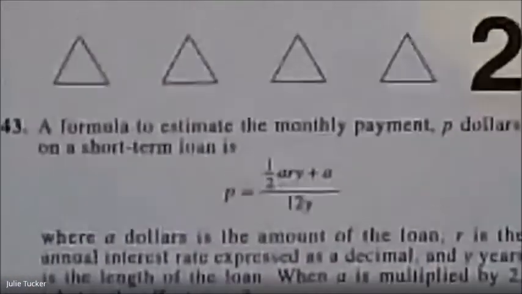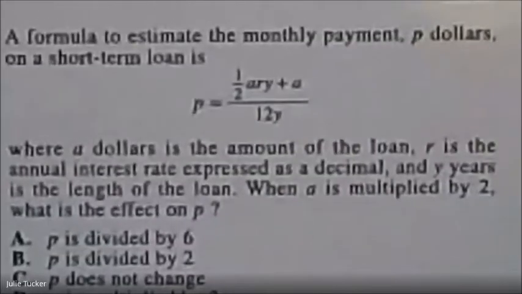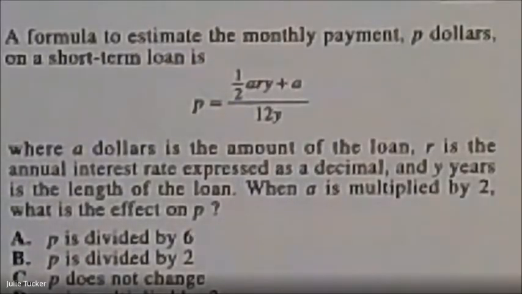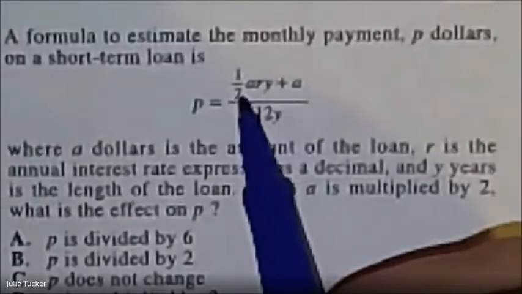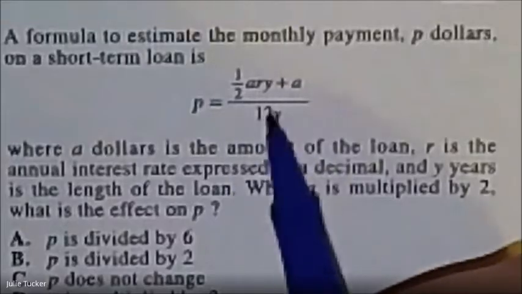Number 43. A formula to estimate the monthly payment P dollars on a short-term loan is P equals 1/2 ARY plus A over 12Y.